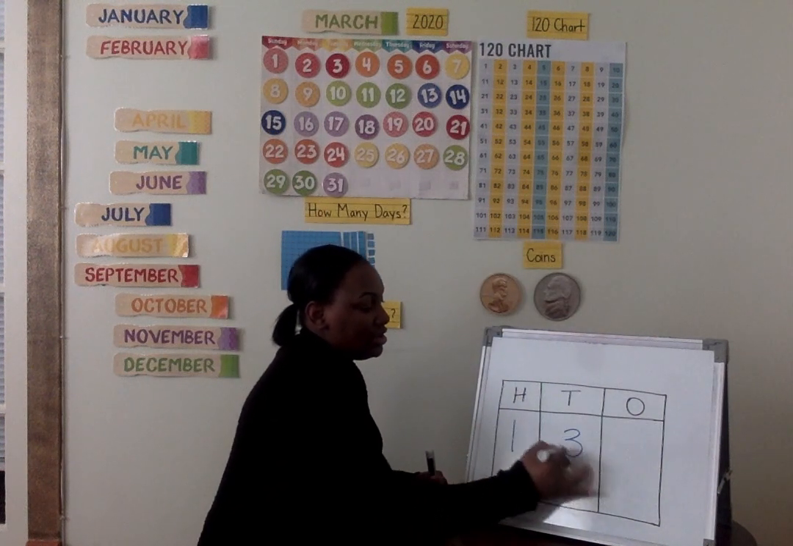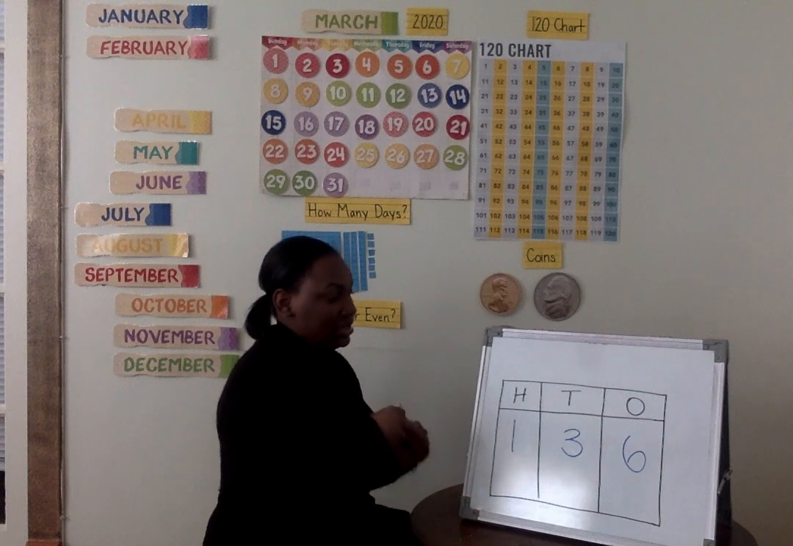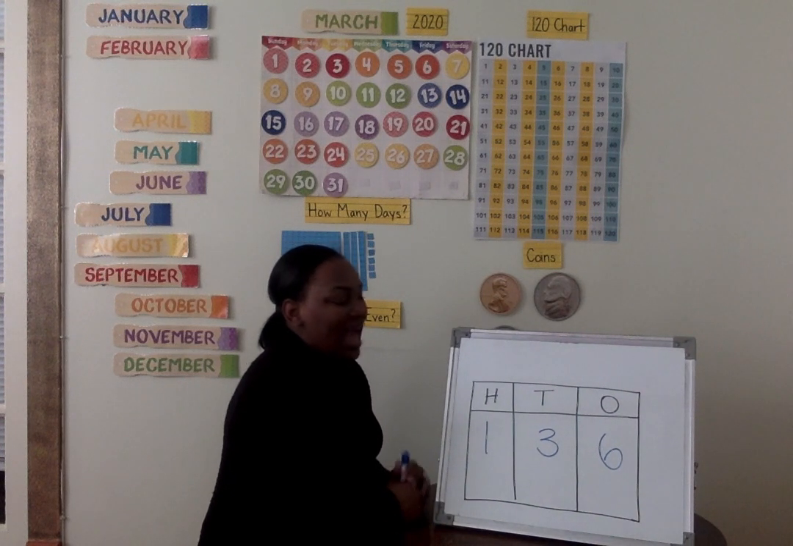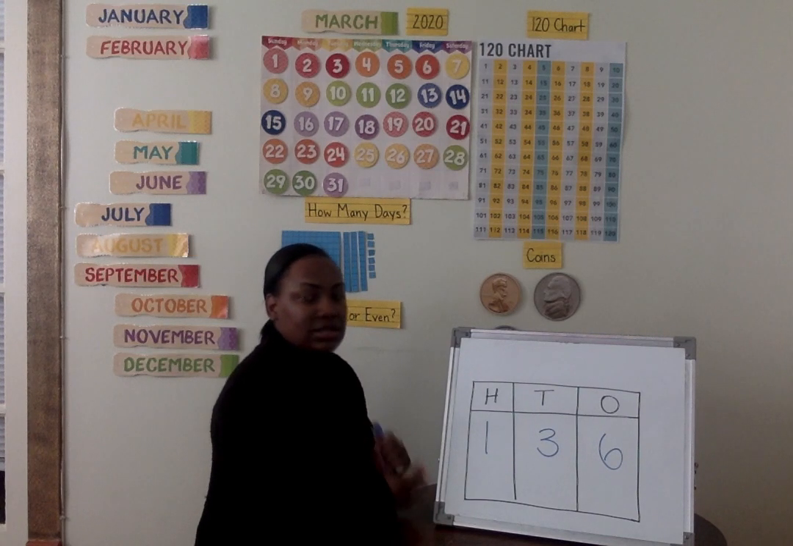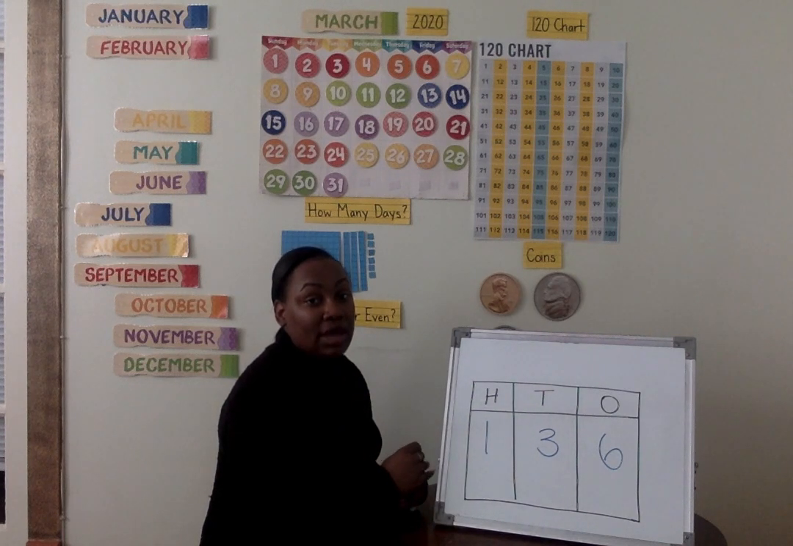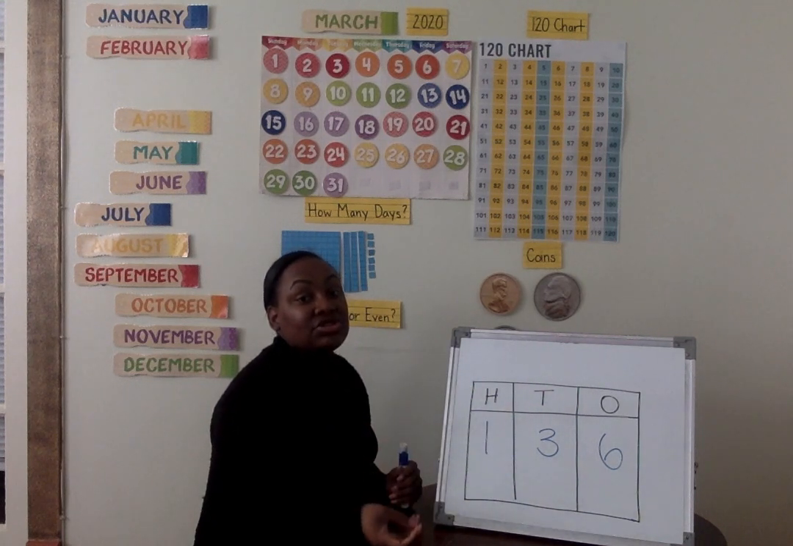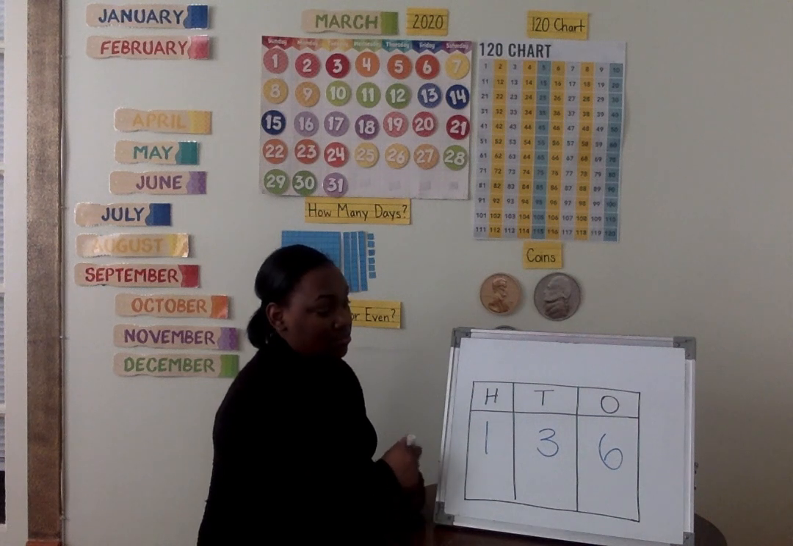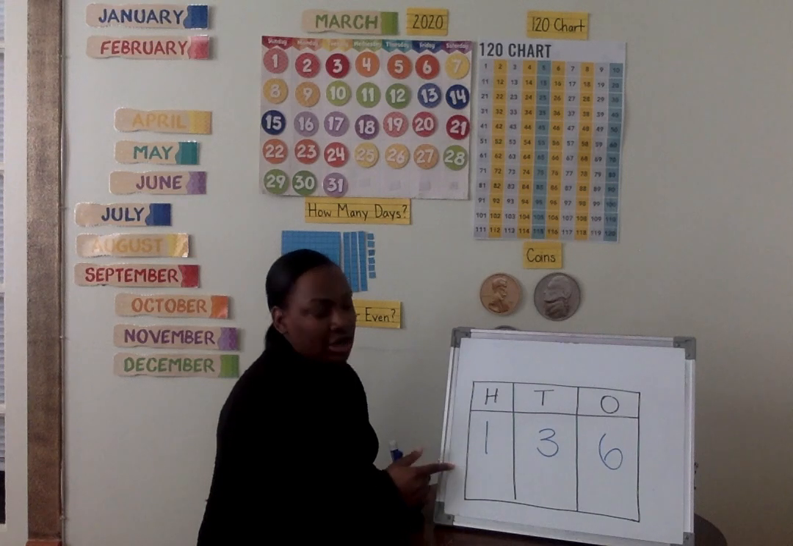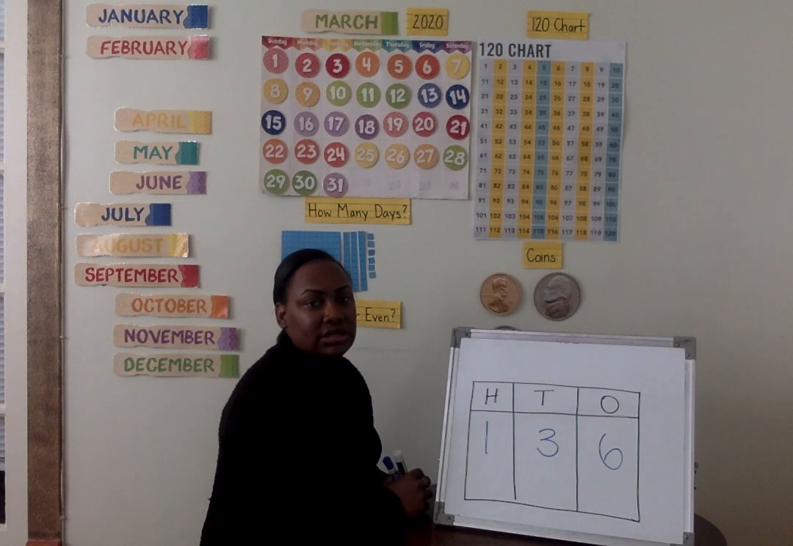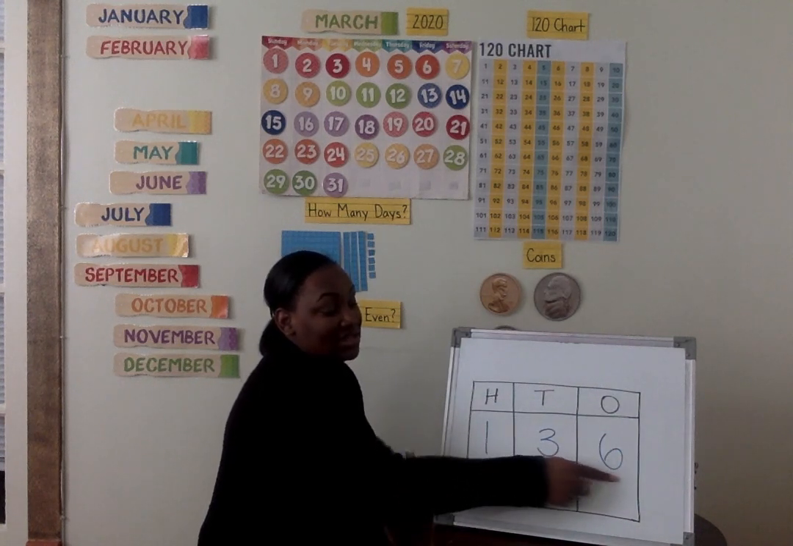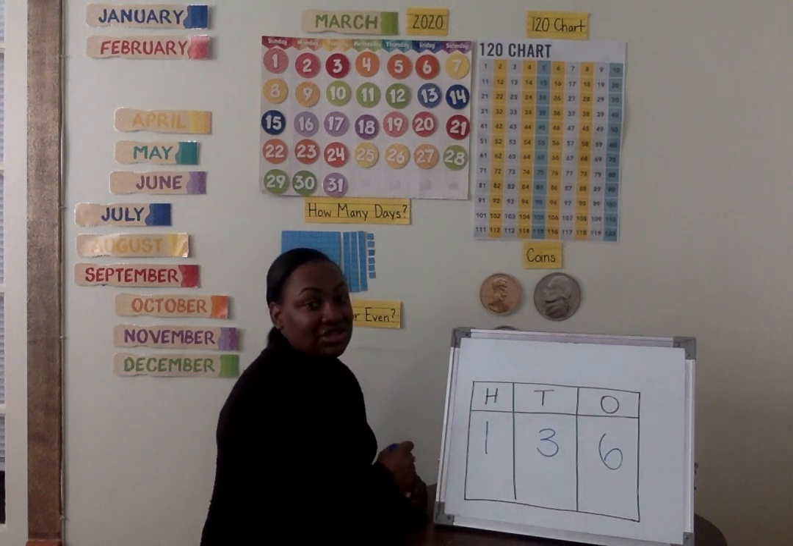So 136. Let's see. Looking at our number 136. How many tens are in the number 136? 3 tens. And 3 tens is the same as what? 3 tens is the same as 30. How many ones are in the number 136? Looking at our chart, how many ones are in the number 136? You're right. You found the ones place, and you see that there's 6 ones in the number 136.